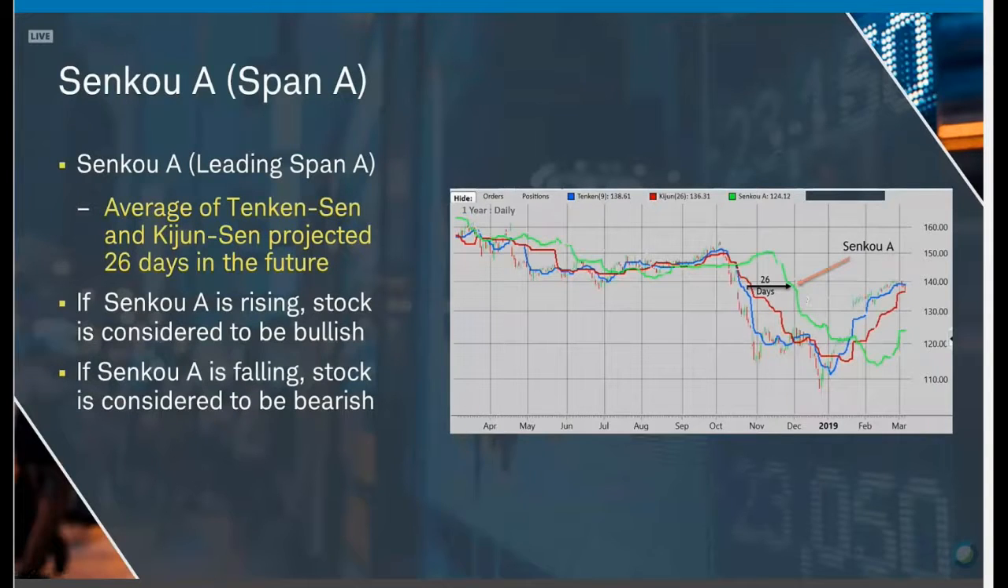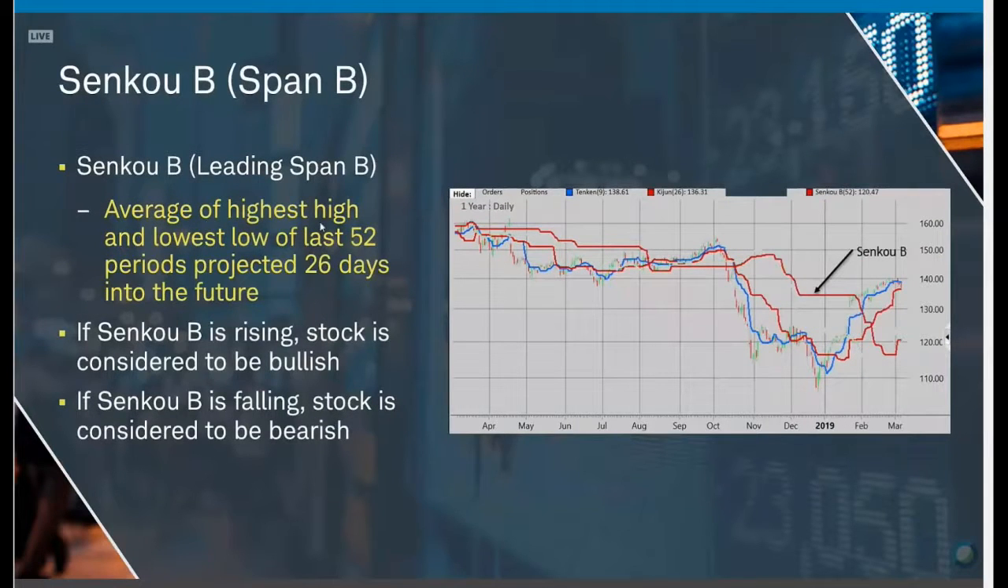If Senko is rising, it's considered to be in a bullish trend. If Senko is falling, the trend is considered to be bearish, right? So we'll put on Senko A because you've got to put on Senko A and Senko B at the same time. So let us go talk about Senko B.